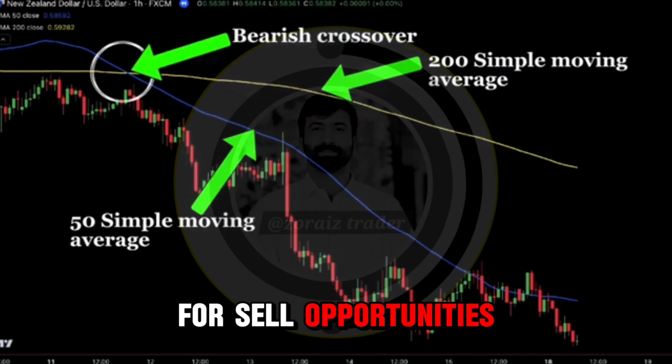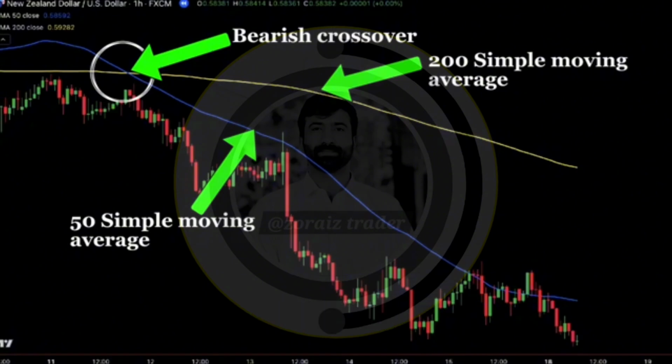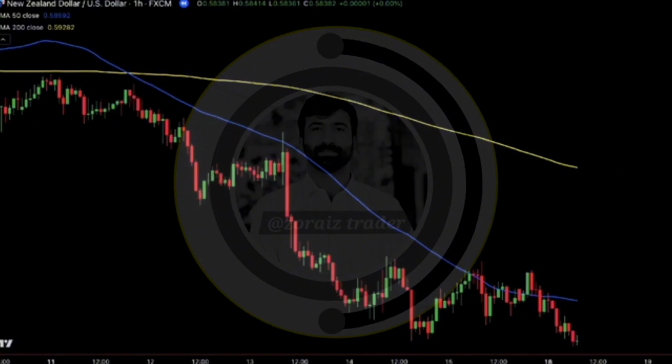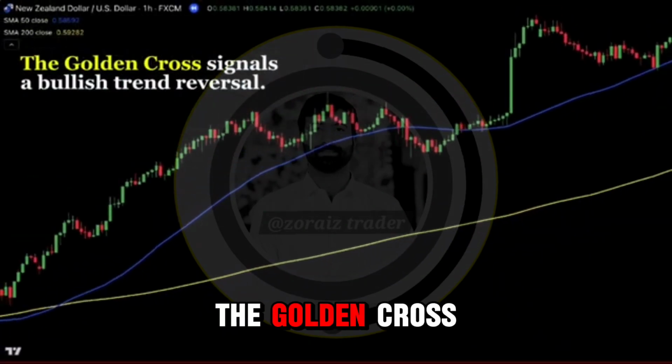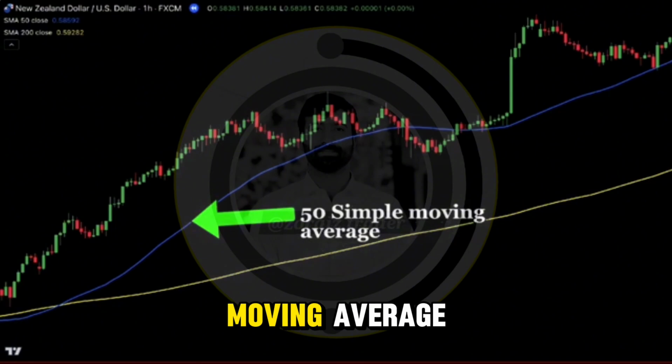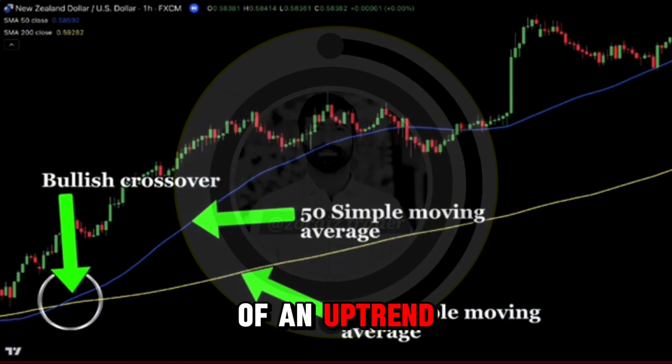Traders typically look for sell opportunities when this crossover happens, especially if it's confirmed by declining volume or weakening price momentum. On the other hand, the golden cross signals a bullish trend reversal. It happens when the 50-day moving average crosses above the 200-day moving average, suggesting the start of an uptrend.